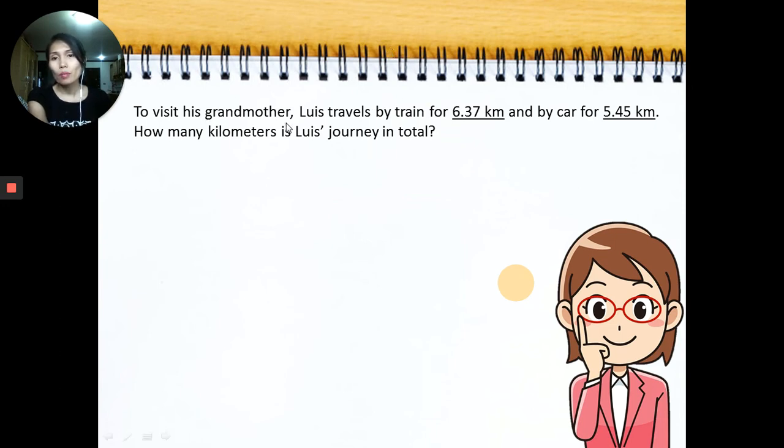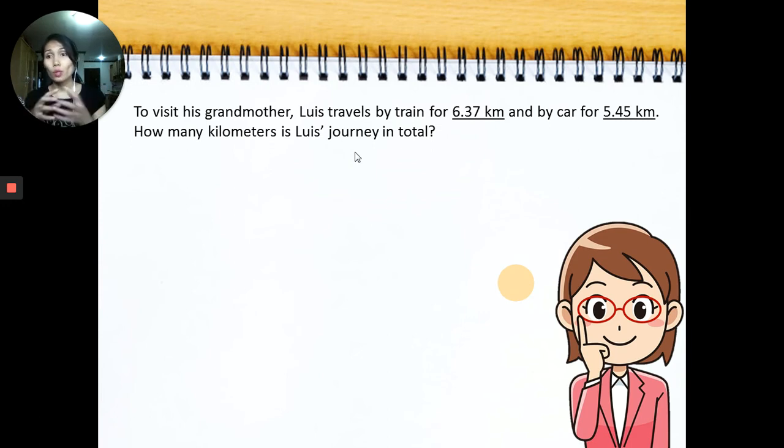To visit his grandmother, Luis travels by train for 6.37 kilometers and by car for 5.45 kilometers. So to visit his grandmother, he needs to ride a train and to ride a car. So here's the distance given. The problem is, how many kilometers is Luis' journey in total? How many kilometers all total?